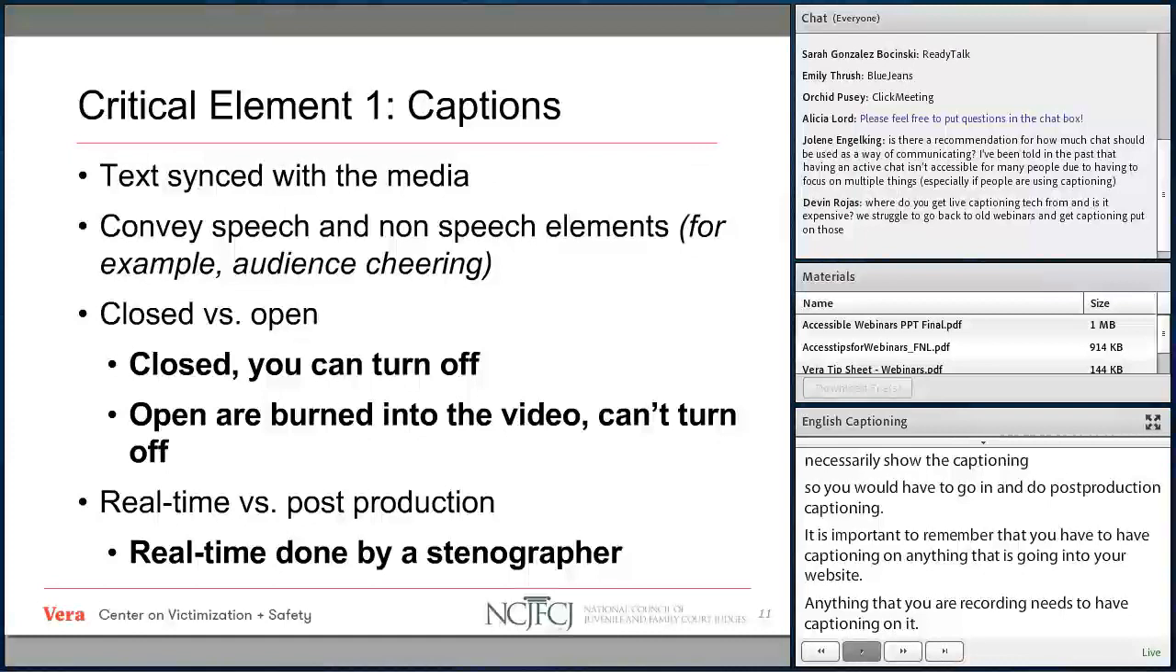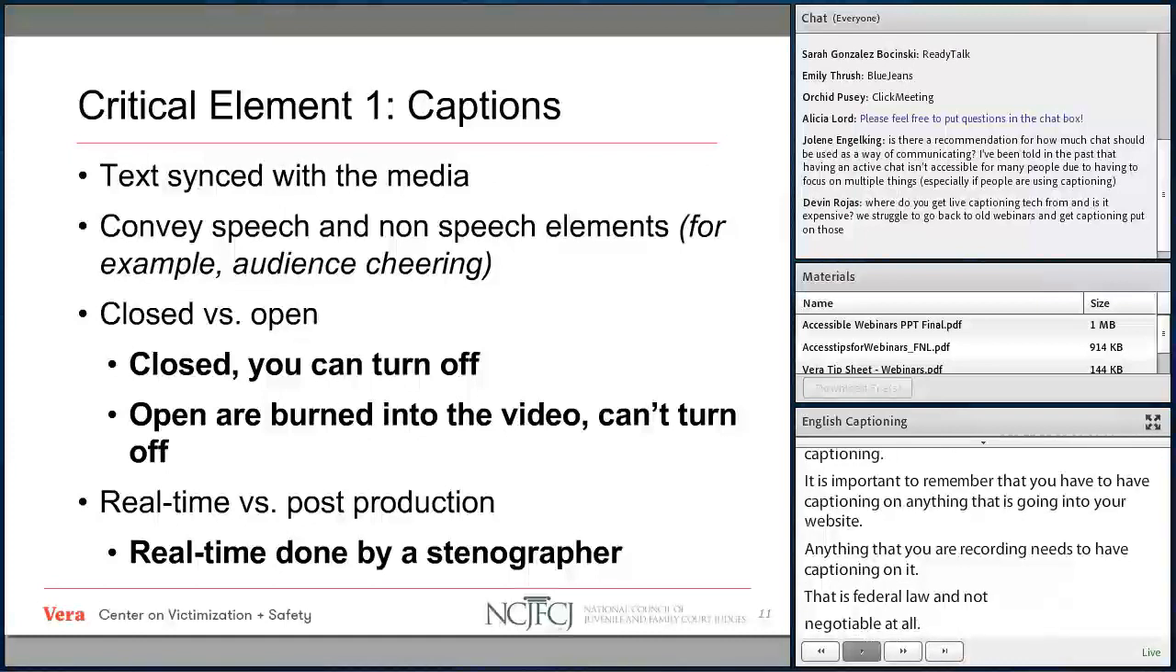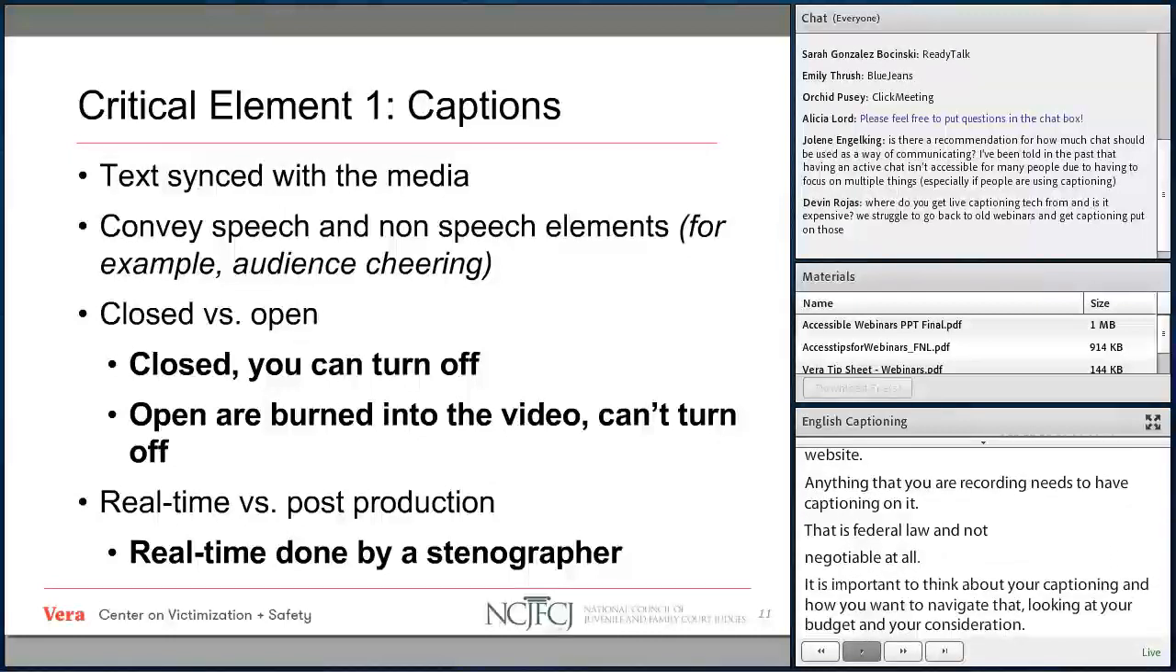I'm going to go ahead and just answer questions as I see them, because I think that way it'll be sort of within the context of what I'm talking about. So the first question I see is, is there a recommendation for how much chat should be used as a way of communicating?